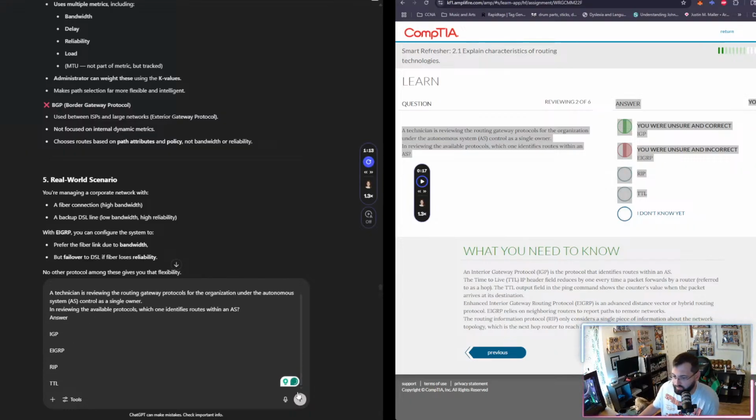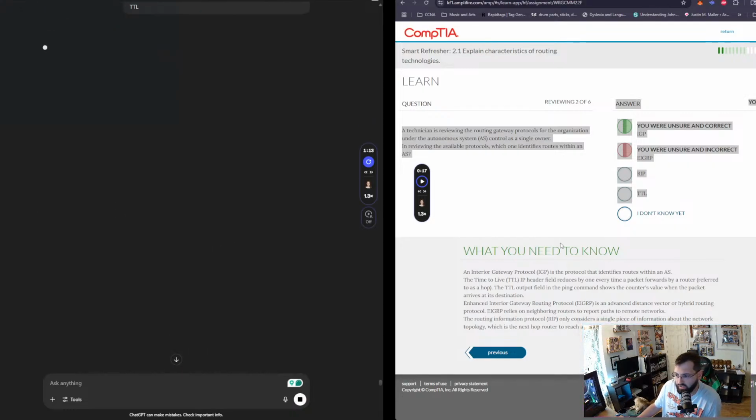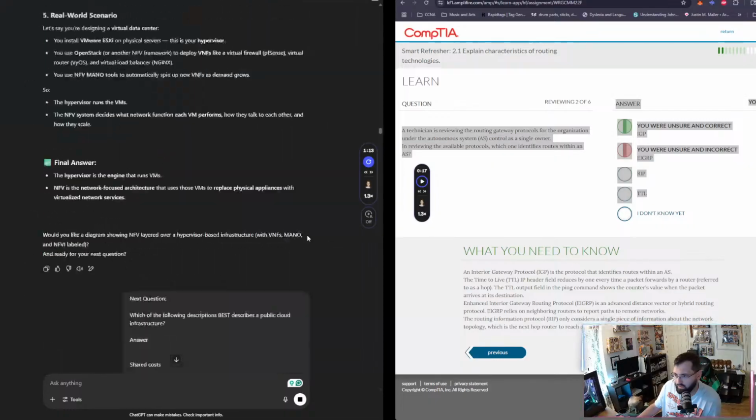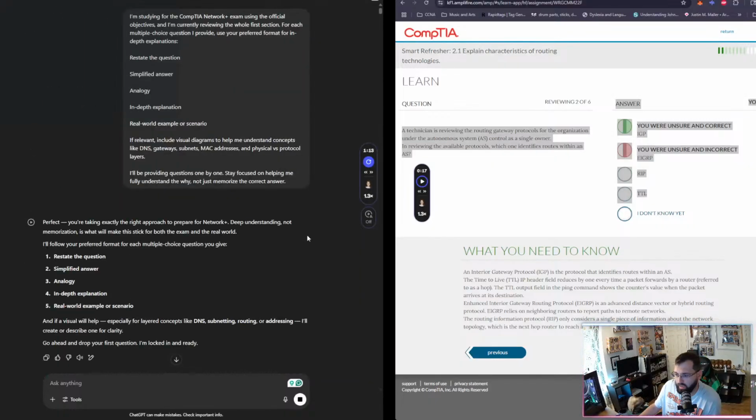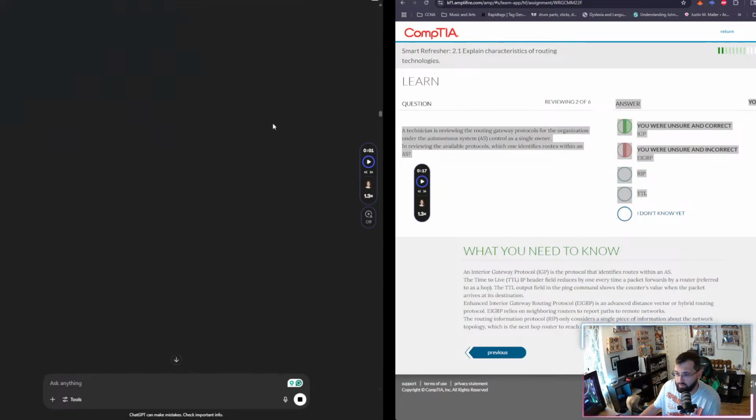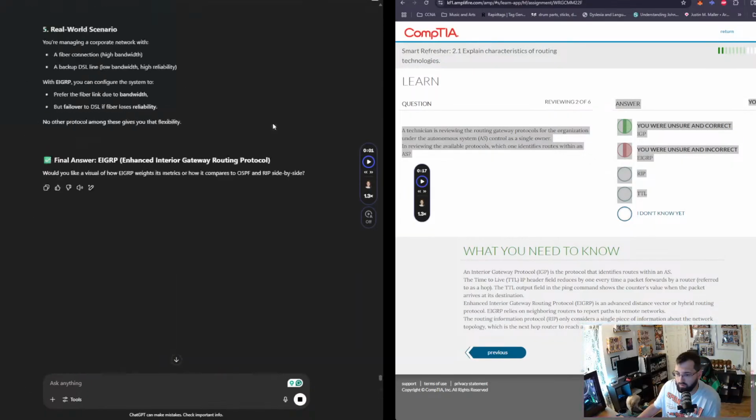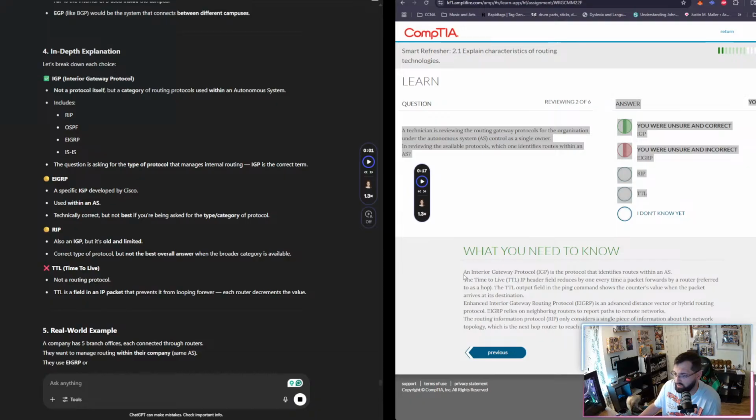I also highly recommend using some type of AI as a study tool. I shared this earlier, it was my prompt. Whenever you're using AI as a tool, you should have it restate the question, give you a simplified answer, an analogy, an in-depth explanation, and then a real-world scenario, because it'll really help with the understanding of stuff. Every so often it'll ask, hey, do you want us to make a chart? And you say yes or no.